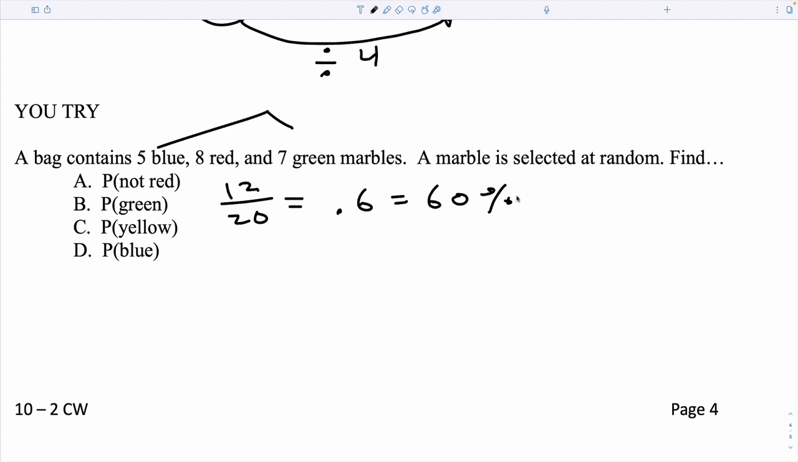All right, let's check. That's the 0 out of 20 because there's 0 yellows. What's the fraction for the green one, Milo? 40%.